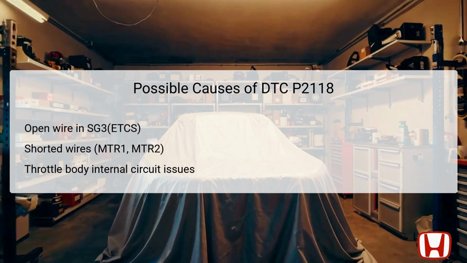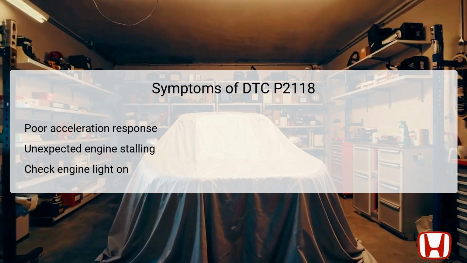Additionally, possible internal circuit malfunctions within the throttle body itself can arise, which are identified through resistance checks and continuity tests. It is essential to examine each of these potential causes in depth to resolve the error effectively. Common symptoms associated with this DTC may include poor acceleration response, where the vehicle does not accelerate as expected given the position of the accelerator pedal. This can result in a frustrating driving experience and could pose safety risks.